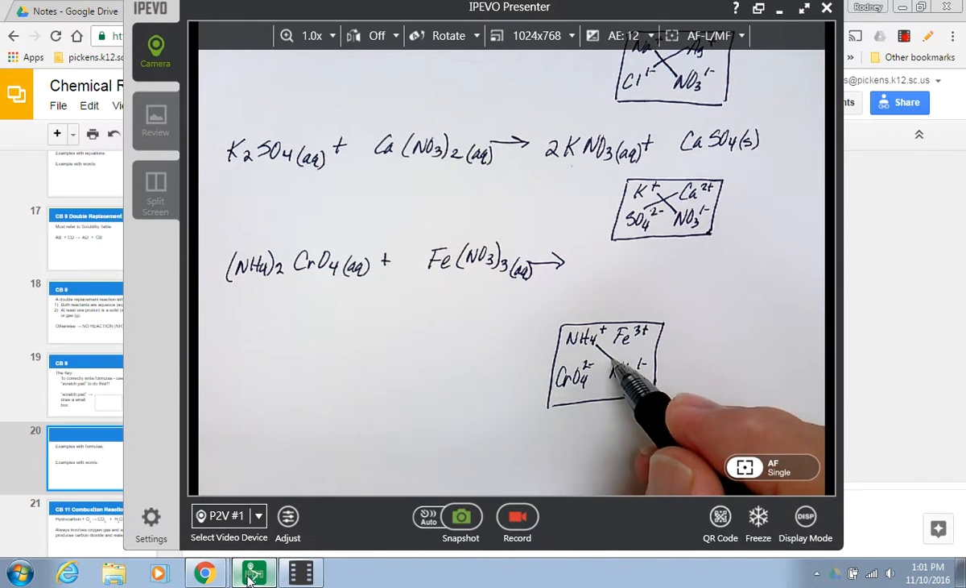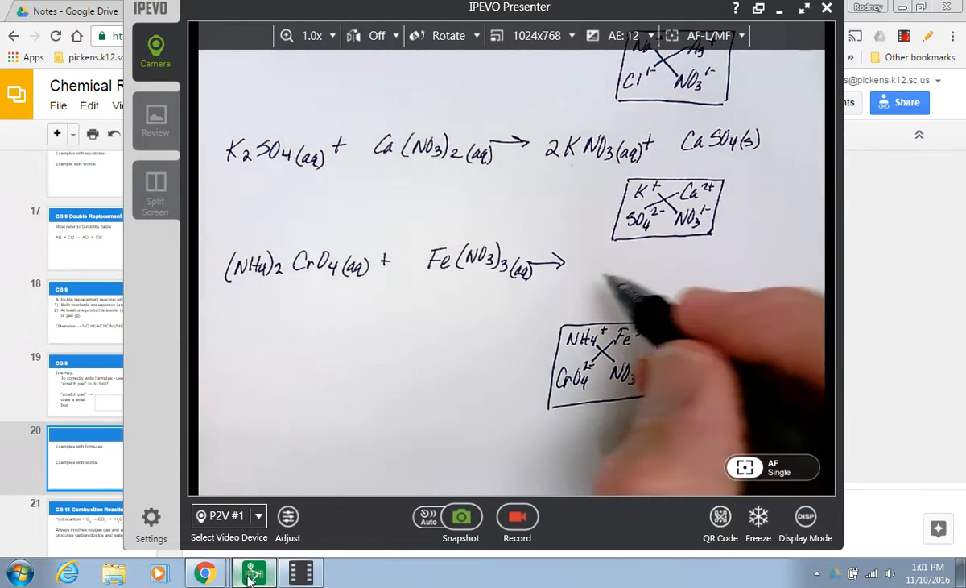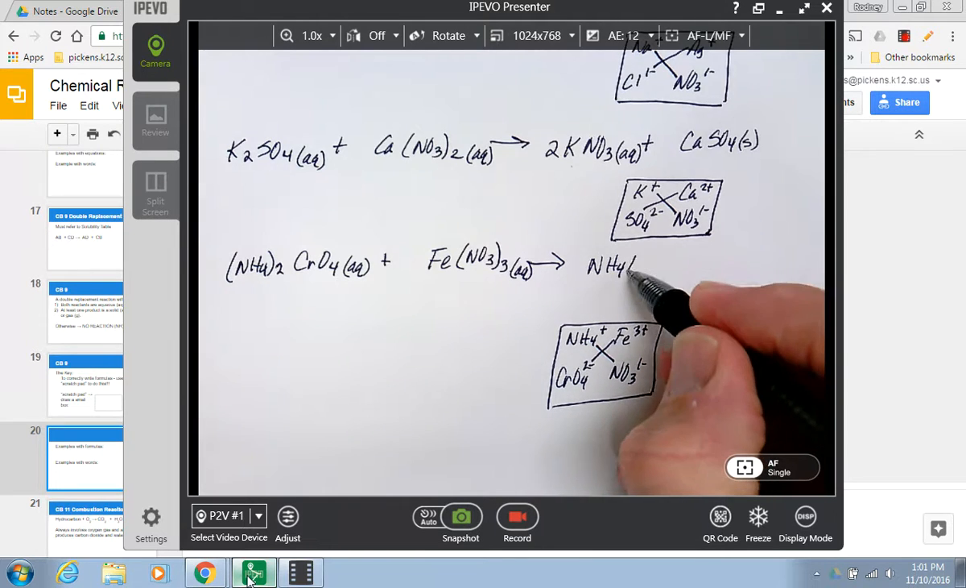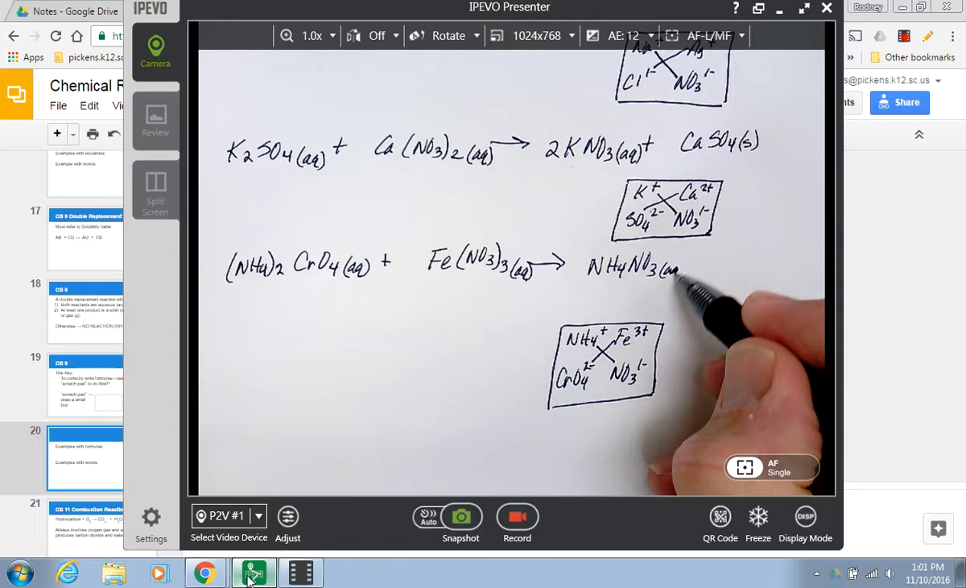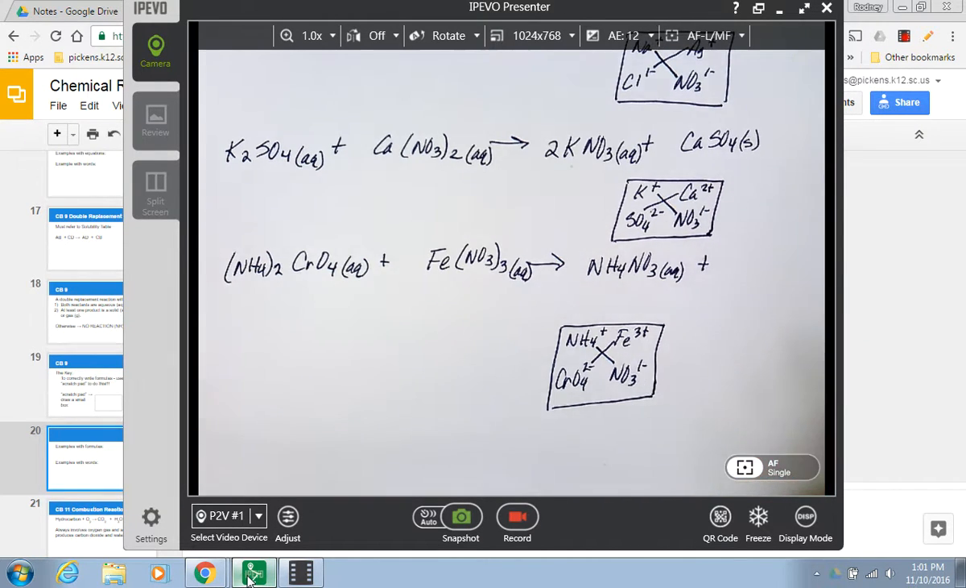So the ammonium is going to bond with the nitrate. The iron is going to bond with the chromate. All right. So we're going to have +1 and -1. So that's going to be NH4NO3, and nitrates are aqueous. We can go ahead and put the aqueous symbol right there. Plus iron's going to bond with the chromate.